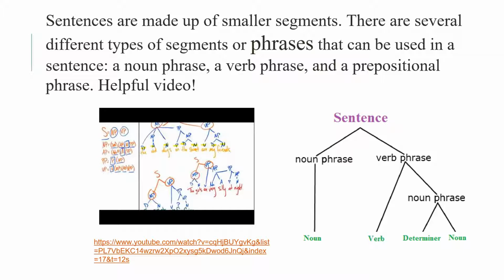So sentences are made up of smaller segments. There are several different types of segments or phrases that can be used in a sentence: a noun phrase, a verb phrase, and a prepositional phrase. When I taught this class in the spring, we did spend some time practicing diagramming sentences. And I would suggest that you try it and practice it a little bit too. I know you're super busy, but I do think it helps us understand how words come together to form sentences that make sense in the English language. And I also think it helps us learn how to teach it more effectively to our students.